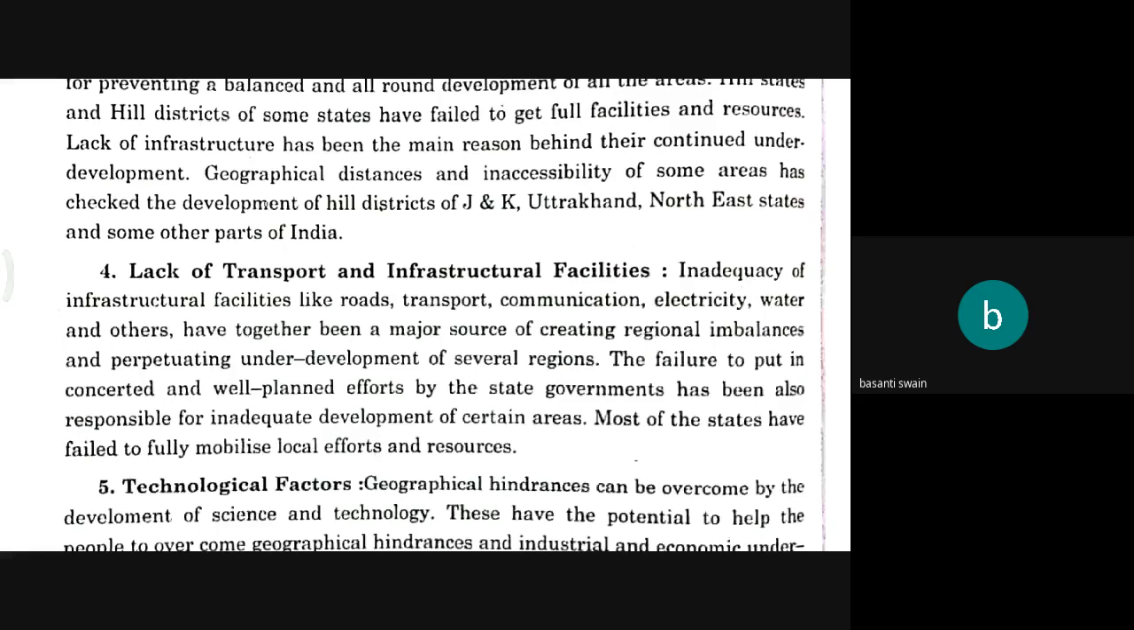The failure to put in concerted and well-planned efforts by the state governments has also been responsible for inadequate development of certain areas. Most of the states have failed to fully mobilize local efforts and resources.